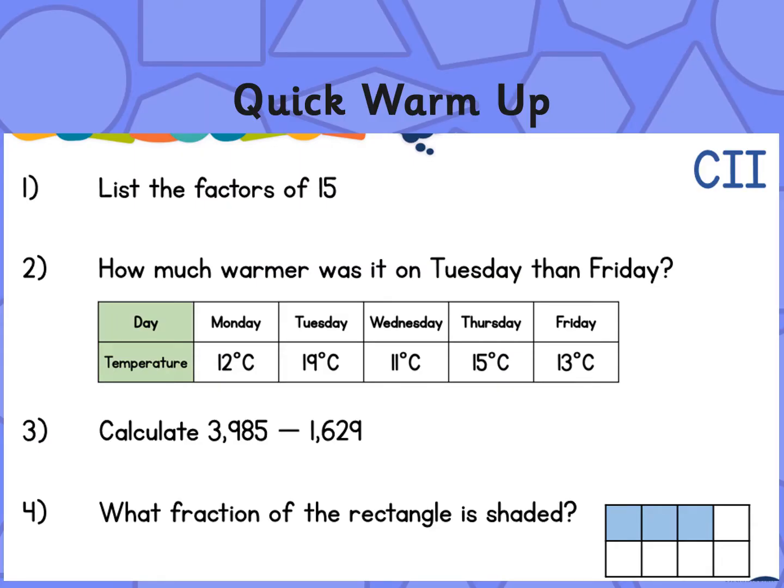First of all, just a quick 5-minute warm-up. Question number 1, list all the factors of 15. Try and remember the factors. What is divisible by 15? Question number 2, how much warmer was it on Tuesday than Friday? So think about how much warmer, that difference in temperature. A simple subtraction, question 3, and question 4, what fraction is shaded?